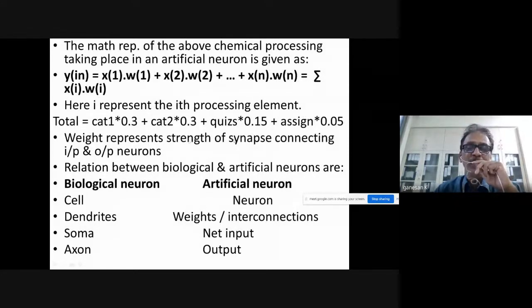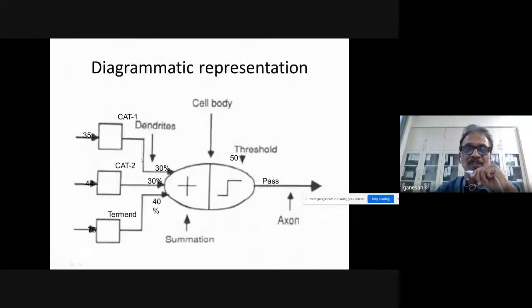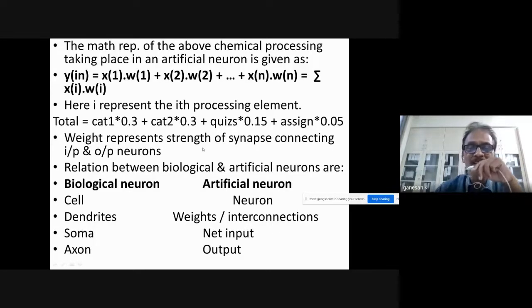So here the weight represents the strength of the synapse, which is connecting the input-output neurons. In the diagram, I have put all the same line, but you can imagine if I put a thick line it means it has got more weightage, and a thin line means it has got less weightage. That is what we saw in biological neurons, what the synapses were doing.